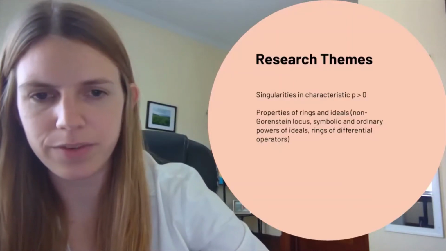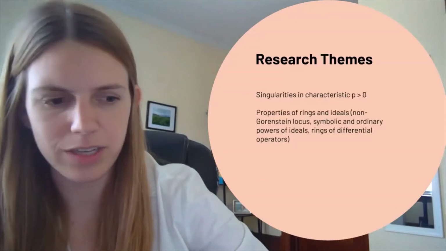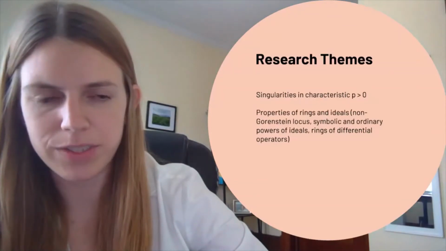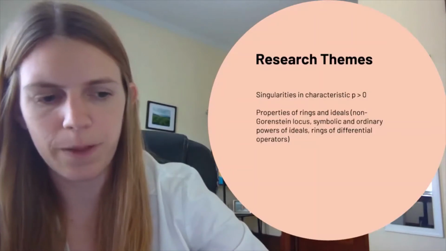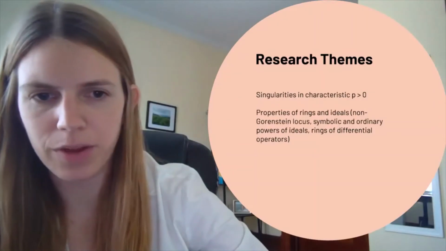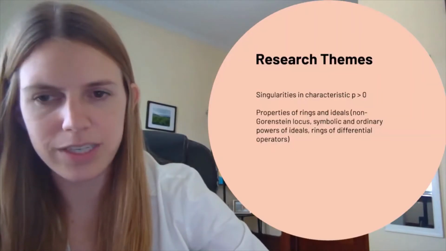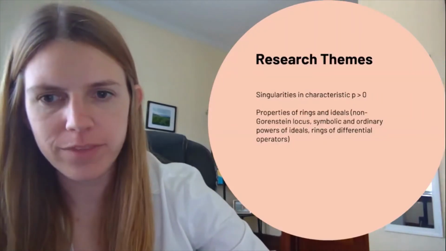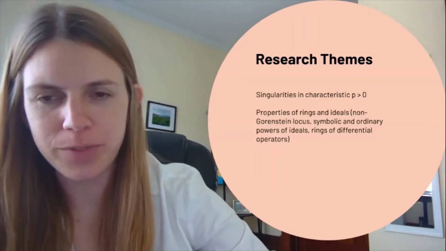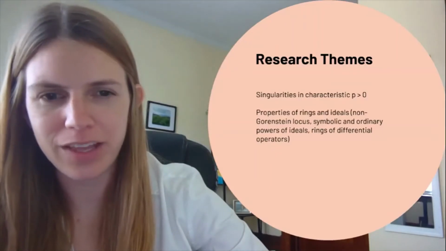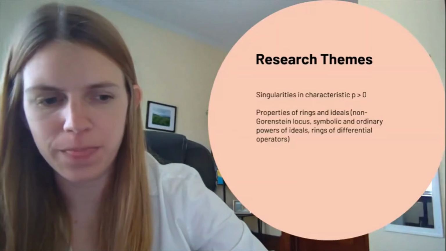So for example, recently I've been really interested in studying the non-Gorenstein locus of certain combinatorial rings. So we study this using something called trace ideals, specifically the trace of the canonical module, which can tell you how far your ring is away from being Gorenstein. I've done a little bit of work on things like symbolic and ordinary powers of ideals. This was also related to the REU I ran a couple summers ago, and more recently I've been thinking a little bit about rings of differential operators as well.